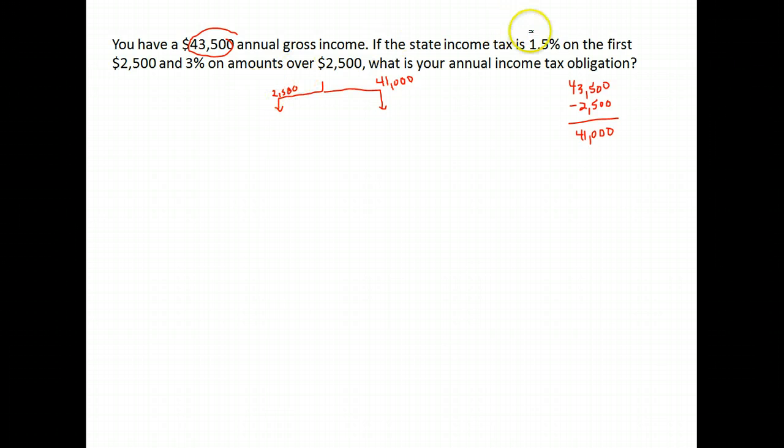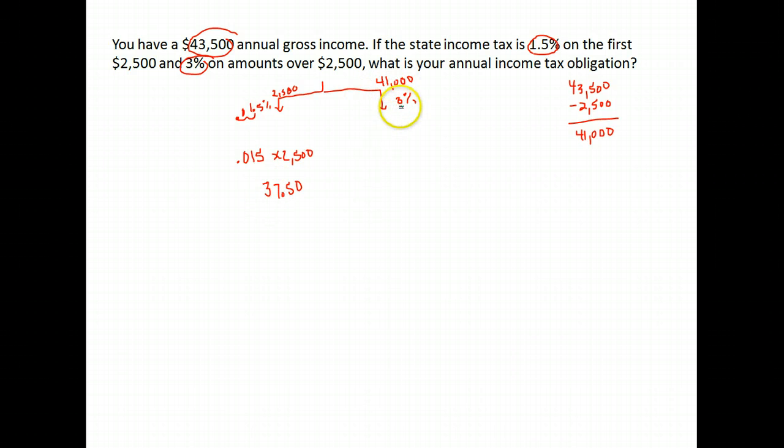Now the first $2,500 it says is taxed at 1.5%. And everything over that is taxed at 3%. So let's calculate these separately. You do want to move the decimal two places to the left, so you're working with a decimal rather than a percent as you do this. So 0.015 times 2,500 is going to give us our first tax amount. That gives me $37.50.